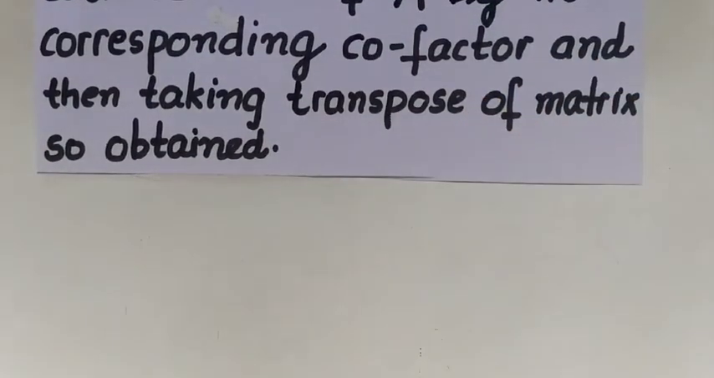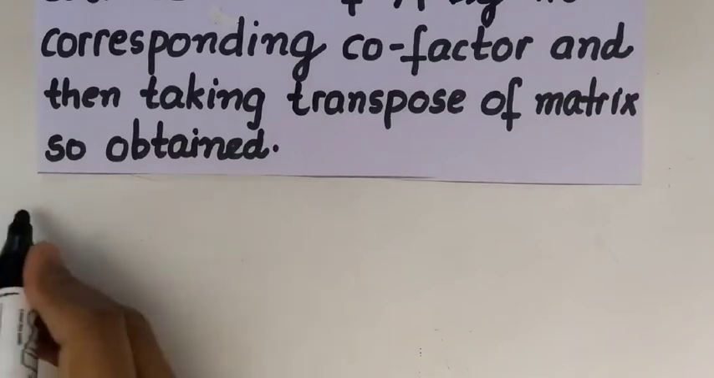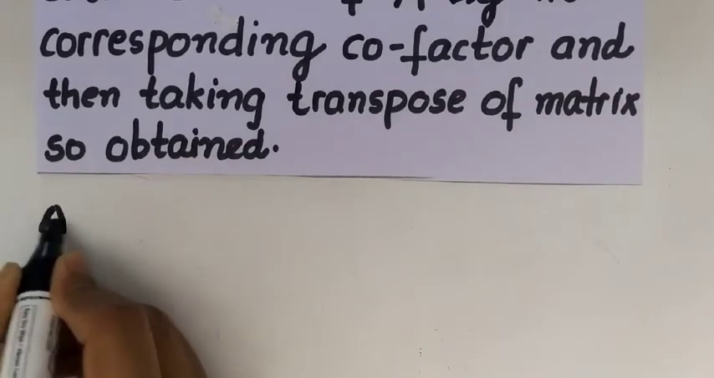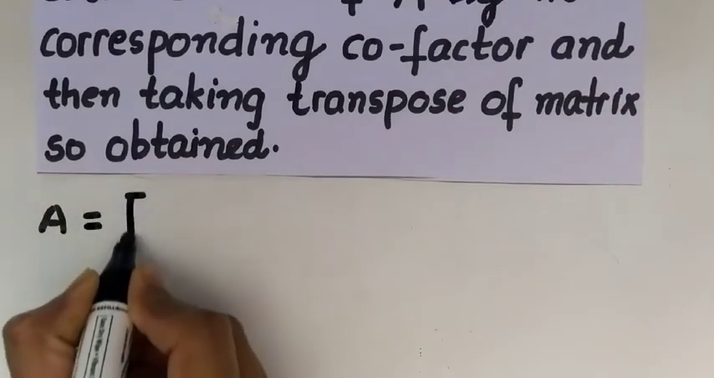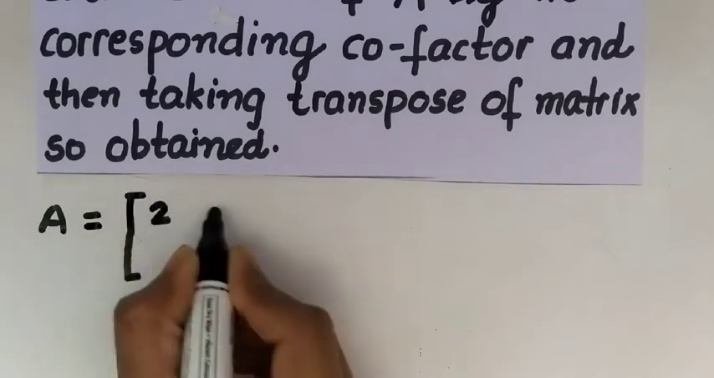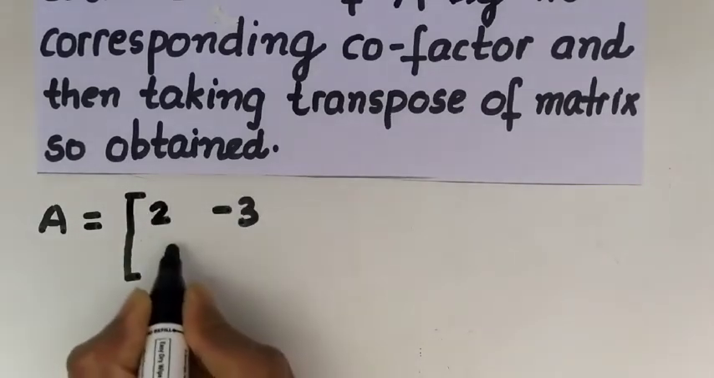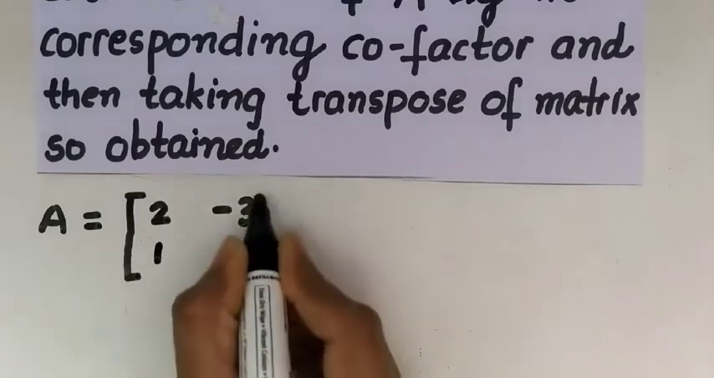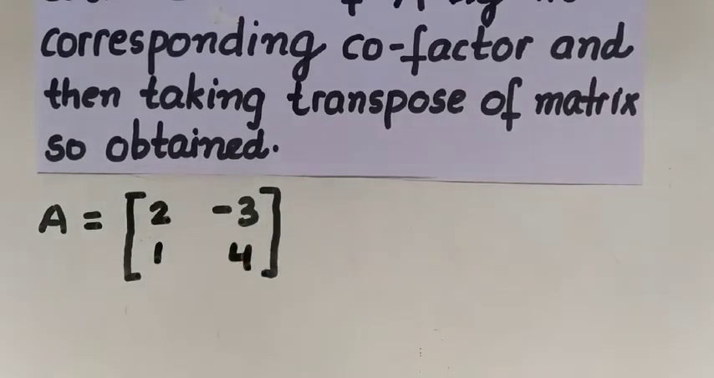So let us say we have a square matrix of order 2. Matrix A is equal to 2, minus 3, 1, 4. So it's a square matrix of order 2. And students, we want to find its adjoint matrix.